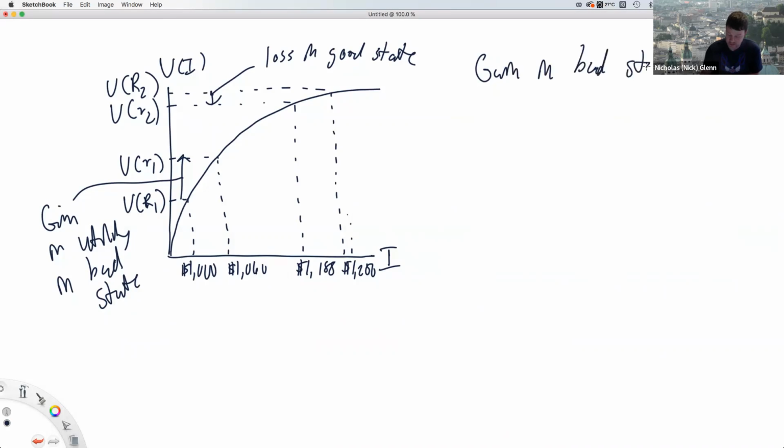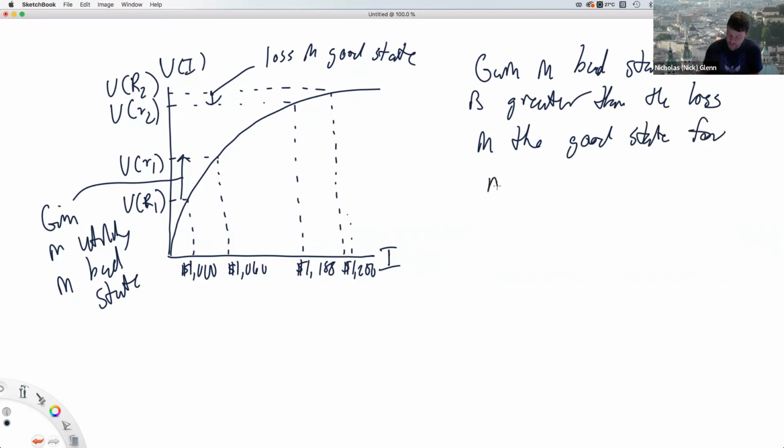Gain in the bad state is greater than the loss in the good state for risk-averse individuals.